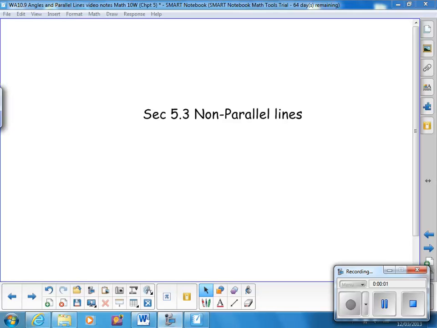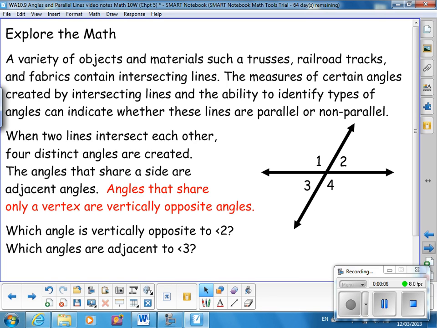Today's lesson is on non-parallel lines. A variety of objects and materials such as trusses, railroad tracks, and fabrics contain intersecting lines. The measure of certain angles created by intersecting lines and the ability to identify types of angles can identify whether these lines are parallel or non-parallel.